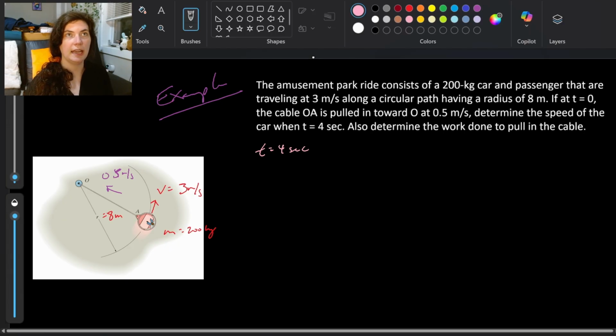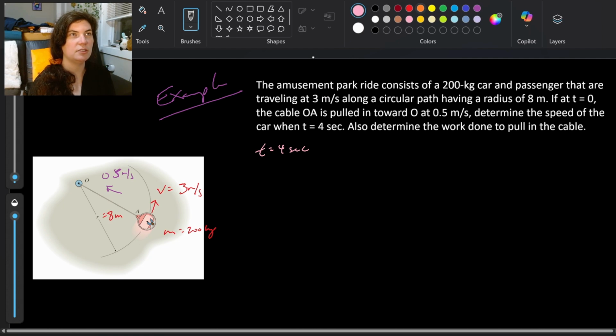Alright, so this is a good candidate for our conservation of angular momentum, because if we look at what's happening to our little amusement park car and passenger, there are no external forces on this that we can see. There's no force being applied. The only force that we know of is the tension in the cable that is holding the car in place. It is being pulled in through cable OA, but that goes through our origin that we're rotating about. So because it goes through that point O, we can use our conservation of angular momentum.